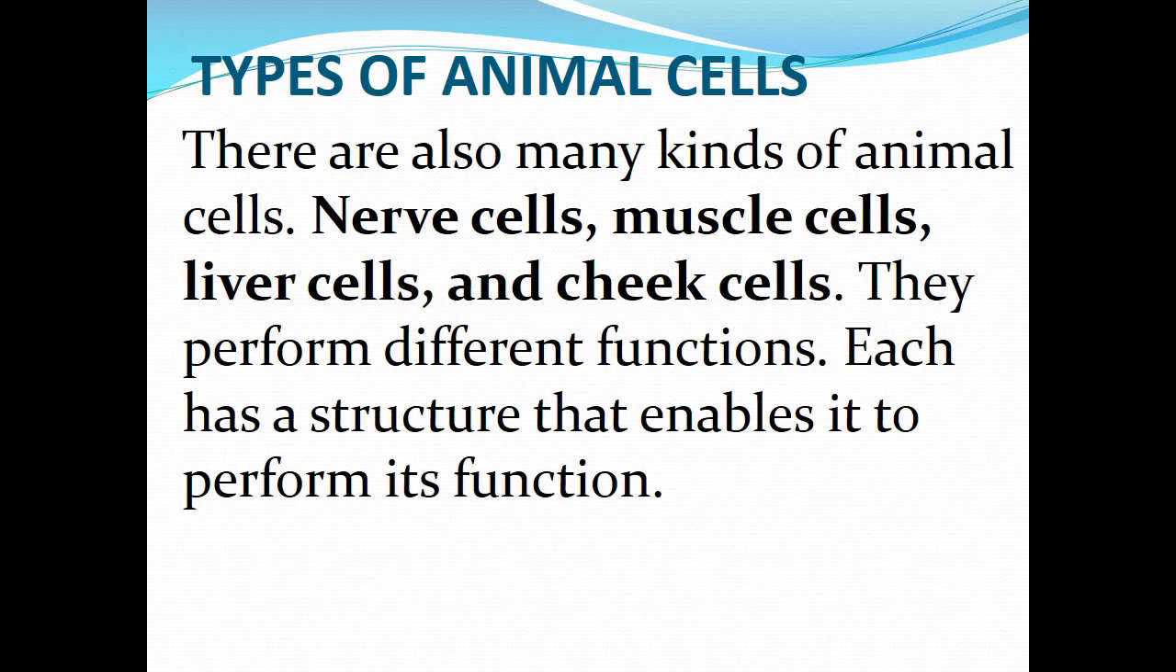Types of animal cells. There are also many kinds of animal cells. Animals too have several kinds of cells. These include the nerve cells. The nerve cells are message carriers that pick messages from different parts of our body, respond to stimuli, and send the message to the central nervous system, which comprises the brain and the spinal cord. We also have the muscle cells, the liver cells, and the cheek cells. They perform different functions. Each has a structure that enables it to perform its function in the part of the body where it is found.